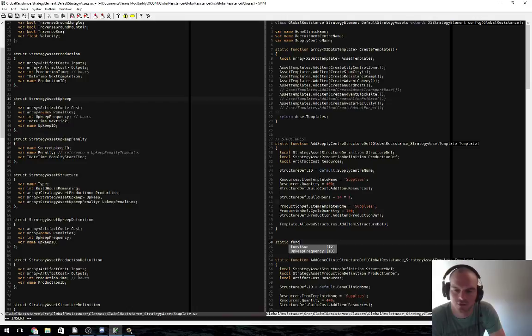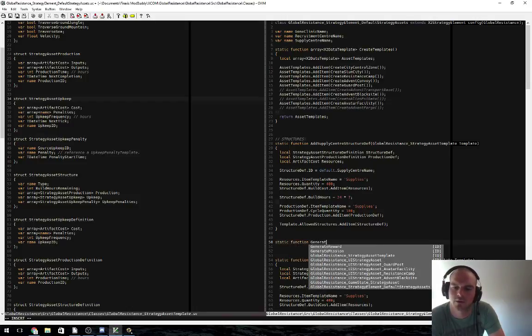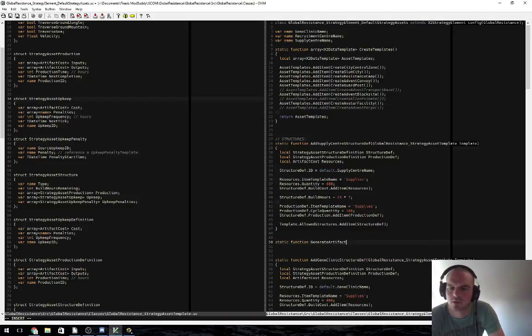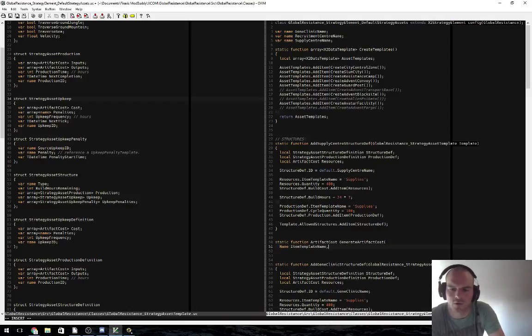So I'll create a function for generating a cost. So generating an artifact cost. An artifact cost is a struct, a very simple one. All it has is an item template name in it, and then it also has a cost, a quantity.